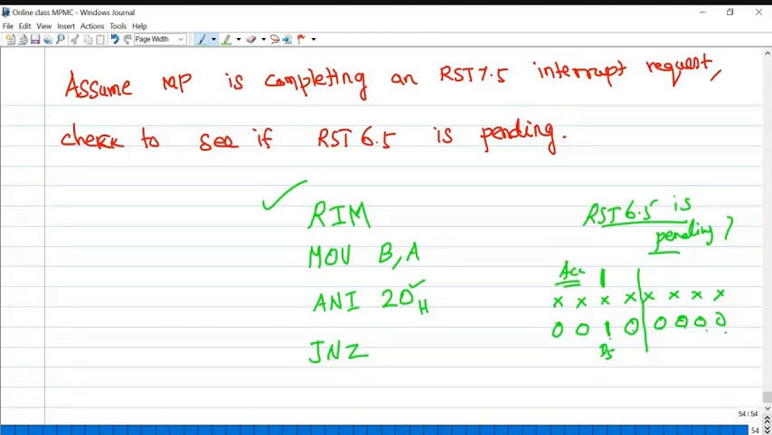It is an AND gate operation. Can you tell me when we will get a non-zero result here? When all inputs are 1. See here, I am putting 0, 0, 0, 0. So whatever the other input may be, obviously I will get 0. Correct or not?